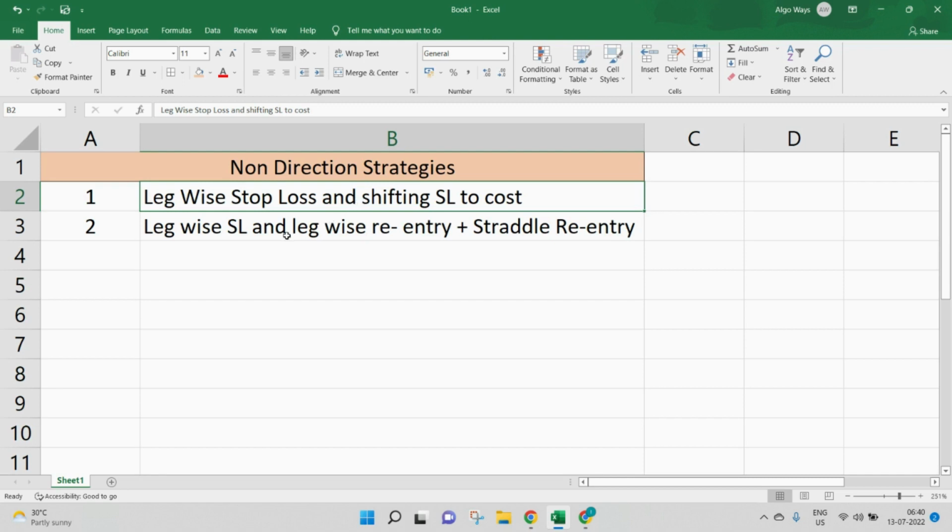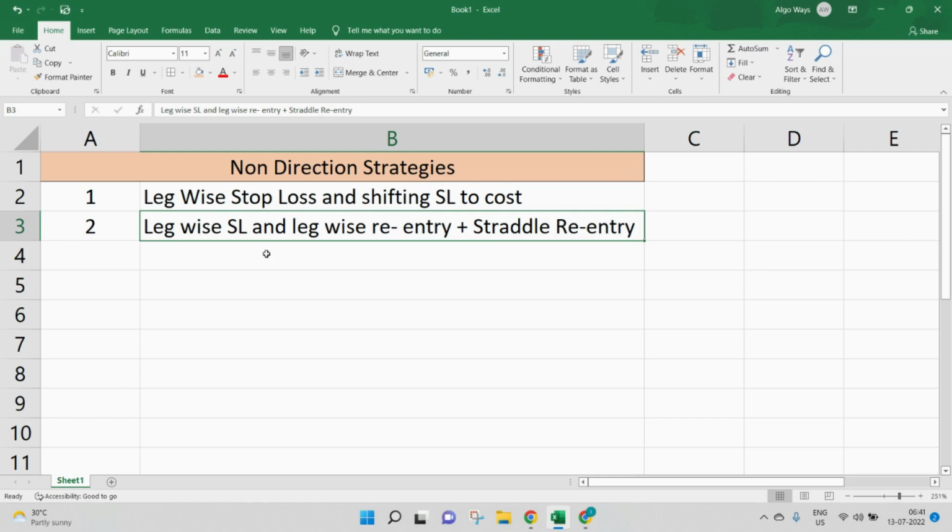In the second case, we will enter the straddle in both the indices, and we'll keep the leg-wise stop loss, and we will do the re-entry in a leg-wise manner. Like if one leg hits the stop loss but the market reverses a bit, then we will take the re-entry in that leg, and then subsequent to that, if the market again goes in the same direction, we will exit those re-entered legs. There are various options after that: we can do the straddle re-entry, or we can just leave it for the day.